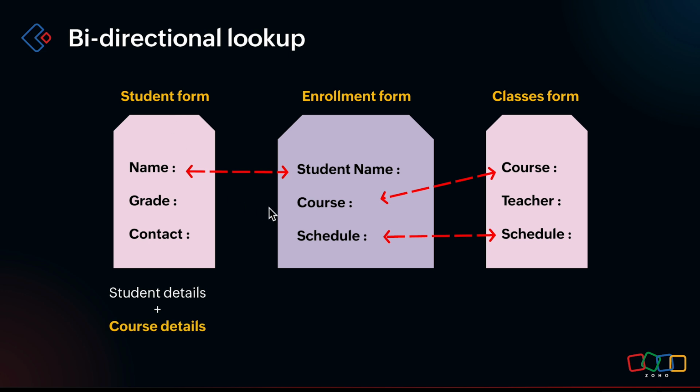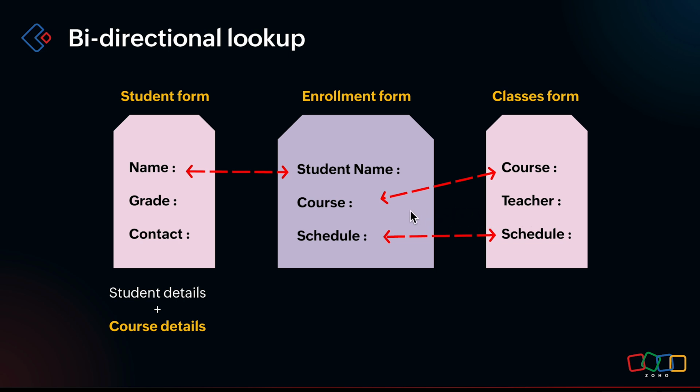In the student form, once you have transferred the course and schedule details along with the student details, you will also be able to see the course details. So just by selecting a student, I will be able to see what are the different courses that the student has registered for. So via this bidirectional relationship, I can view all my required details in a single form.